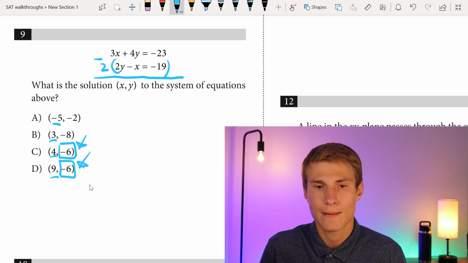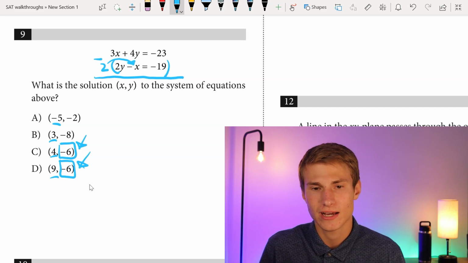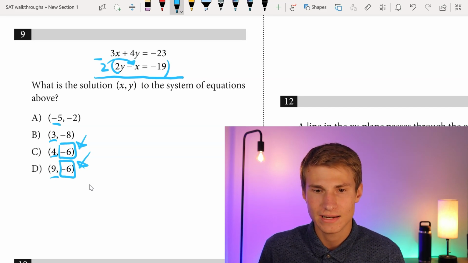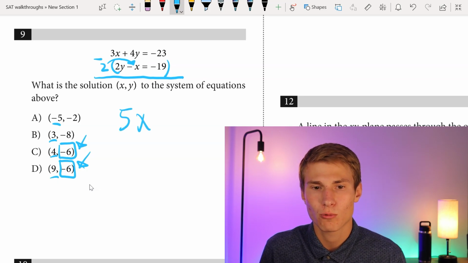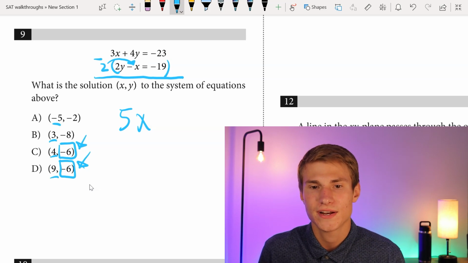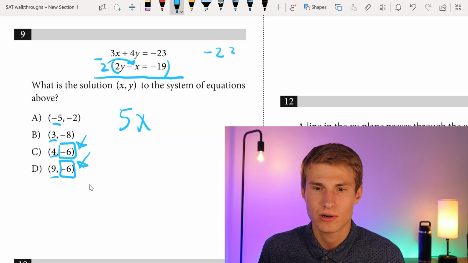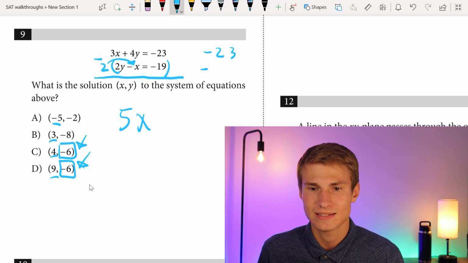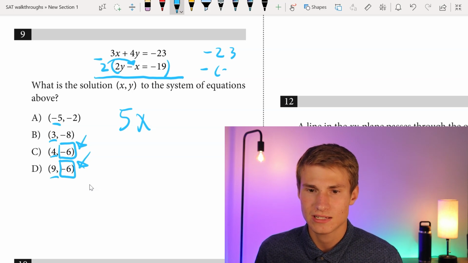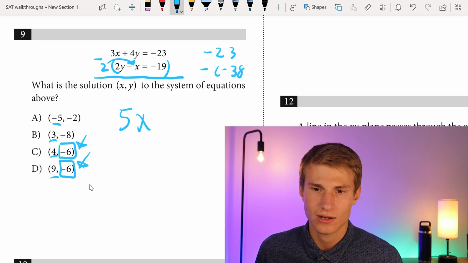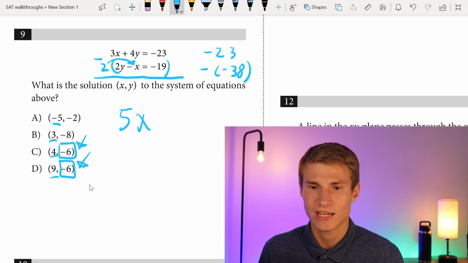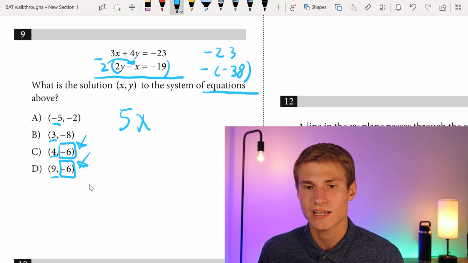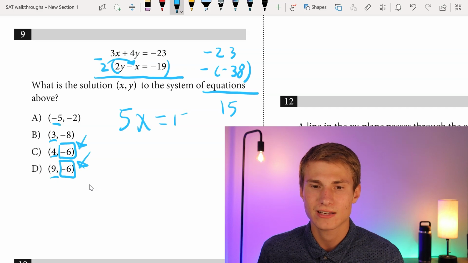So I'll have 3x minus 2 times -x, which will give me 3x minus -2x, which is 3x plus 2x, which will give me 5x. Then I'll have 4y minus 2 times 2y, which is 4y minus 4y. My y's are gone. Then I've got -23 minus 2 times -19, which will be minus -2 times -19, which is going to give me 38. So I'll have -23 minus -38, which becomes -23 plus 38, which leaves me with 15. So I'll have 5x is equal to 15.